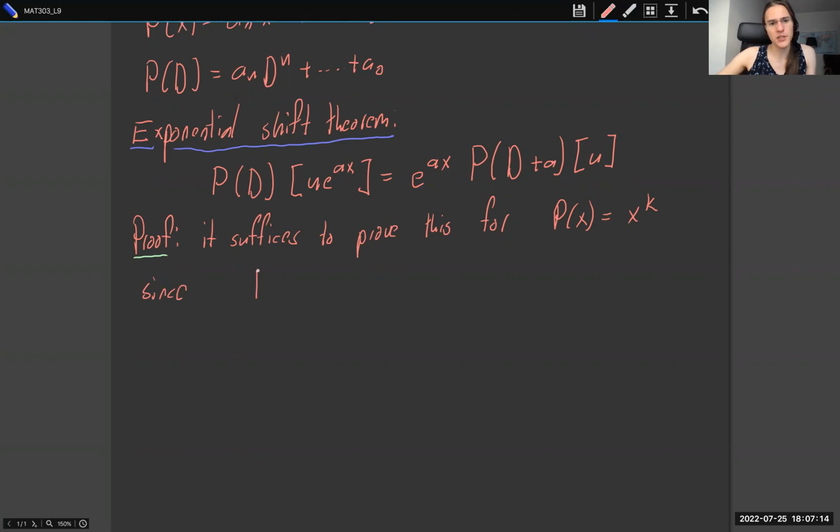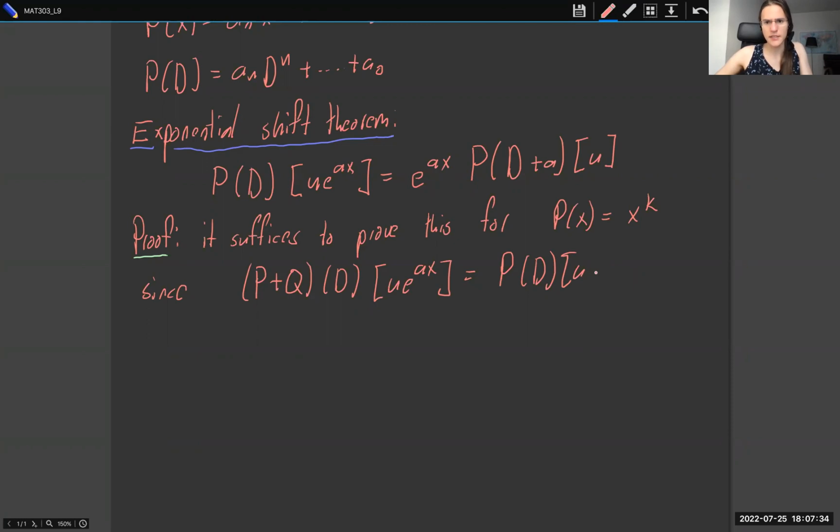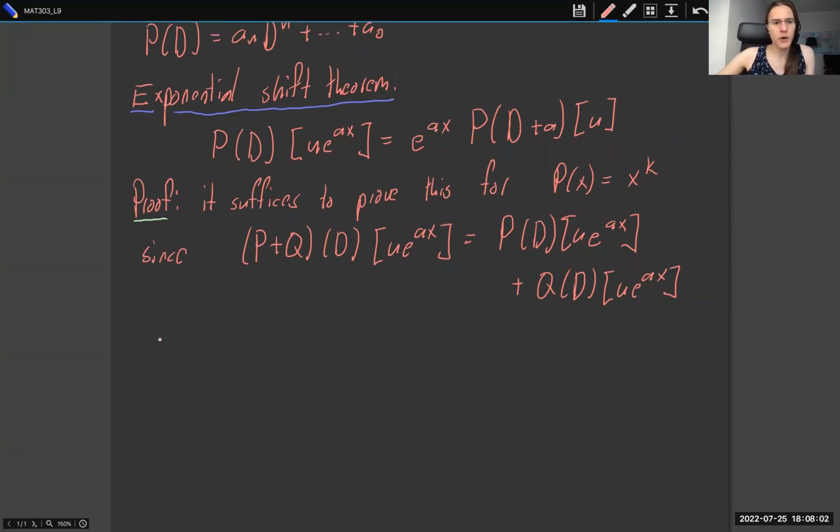Sort of if we do P plus Q of D applied to u e to the ax, that's the same as P of D applied to u e to the ax, plus Q of D applied to u e to the ax. And the same is true for the other side as well. So basically, if we can verify it for just these generating monomials, the same is true for scaling by a number, then by linearity we get the result for all polynomials. So then we're going to argue by induction.